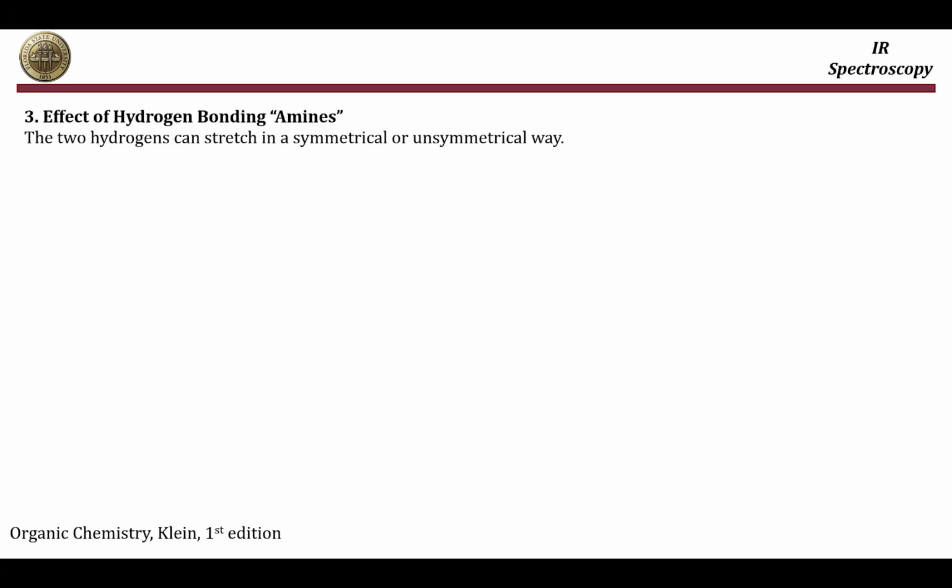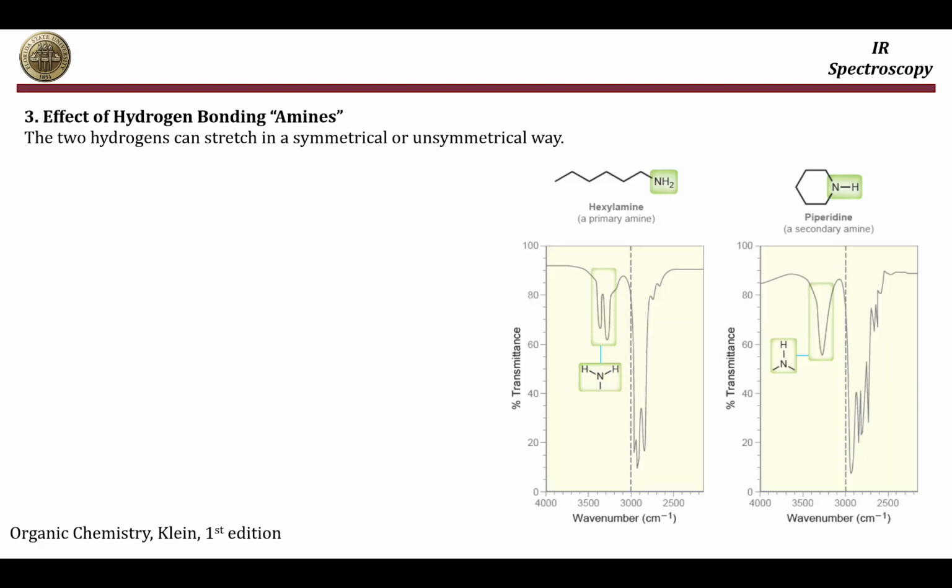Now let's look at the effect of hydrogen bonding in amines. In amines, the two hydrogens can stretch either in a symmetrical or anti-symmetrical way. There are two types of amines. We have the primary amine, which has two hydrogens, and then we have the secondary amine, which has only one hydrogen. And there is a difference between those two. If you have a primary amine, then the hydrogens can be stretching in a symmetrical way, so both stretching and increasing the NH bond, or they could be stretching in the opposite way. So this one is increasing the NH bond, but this one is stretching in the opposite way. So basically it's compressed, not stretched.